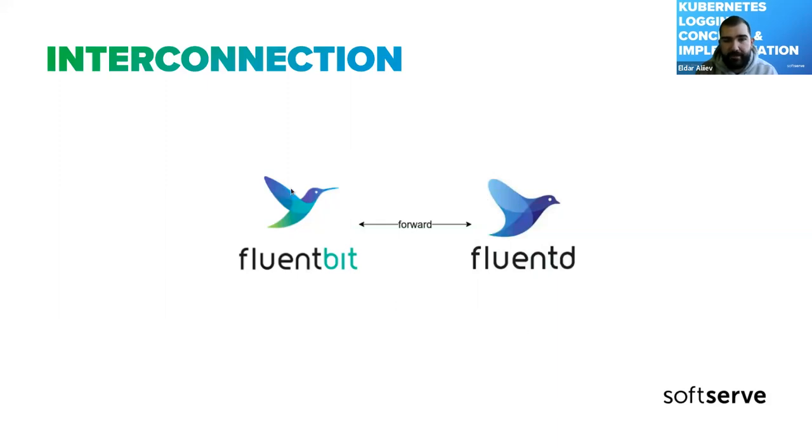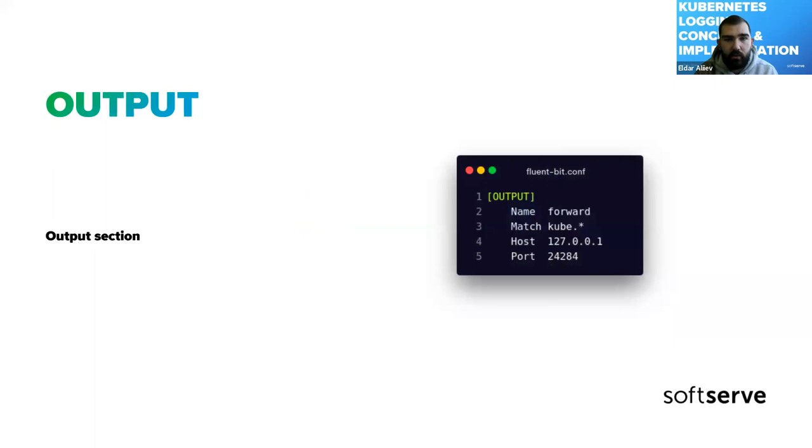Let me show you how the forward output looks. We define the output that matches the tags, and we send it to a specific Fluent-D agent that will listen on a specific port. And in our Fluent-D, we will configure the input with a forward type for this specific port. This gives the ability to have the interconnection.